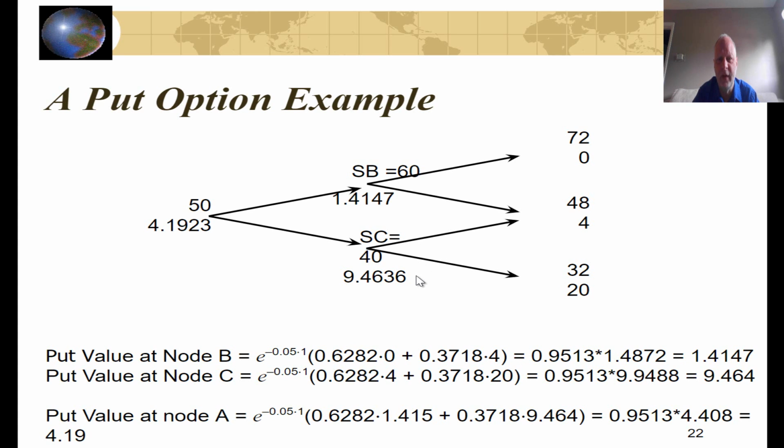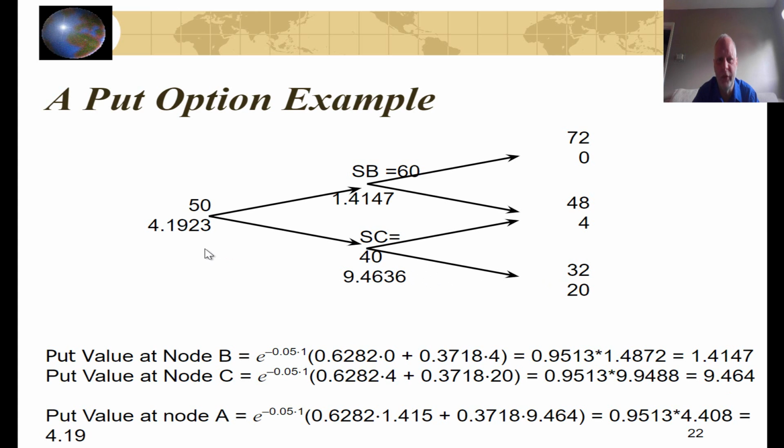We similarly get the value of the put option at node C, same present value term, probability of going up times 4, probability of going down times 20, and we get the same present value term now times 9.9488, which gives us the value of the put option at node C of 9.464.